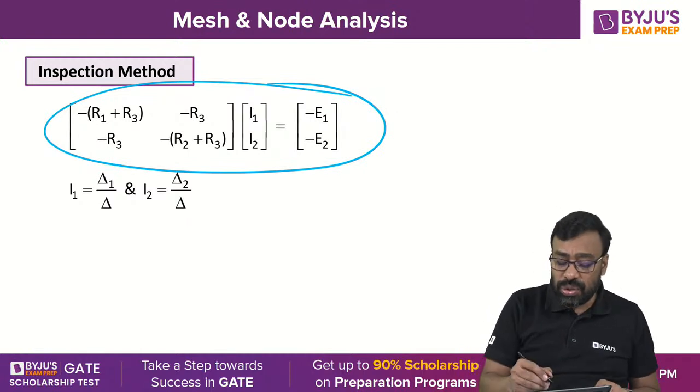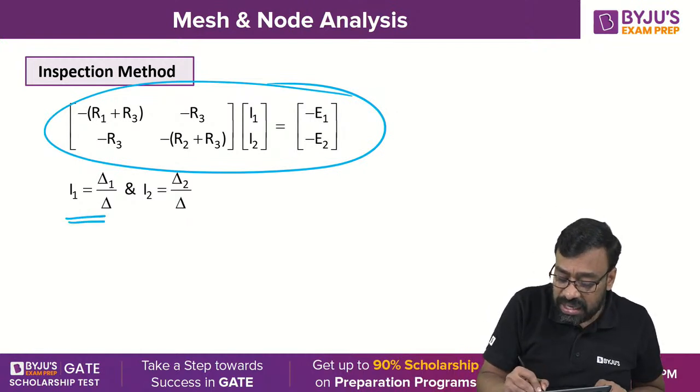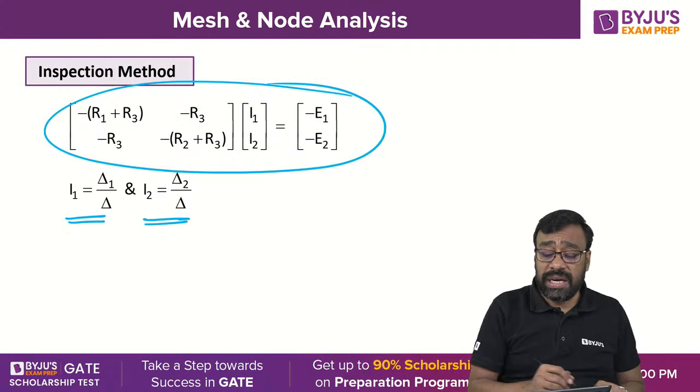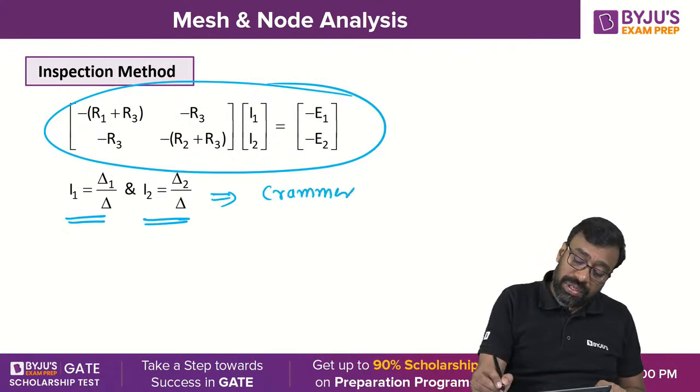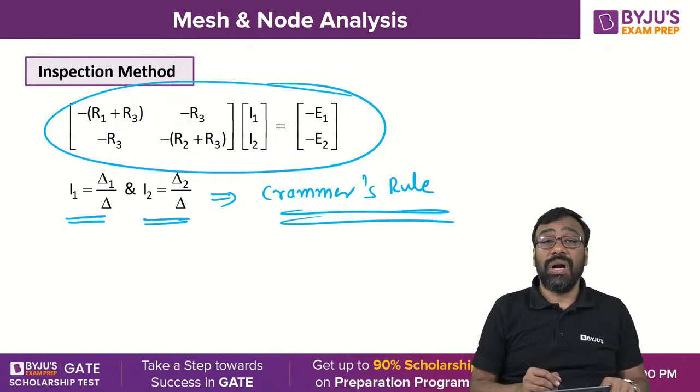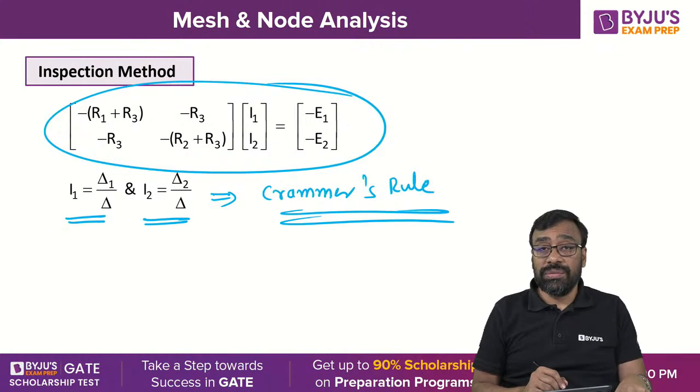Using Cramer's rule, I1 is nothing but delta 1 by delta, I2 is nothing but delta 2 by delta, according to Cramer's rule. You understand, all of you? Okay, well.